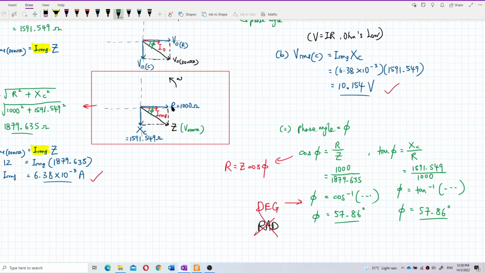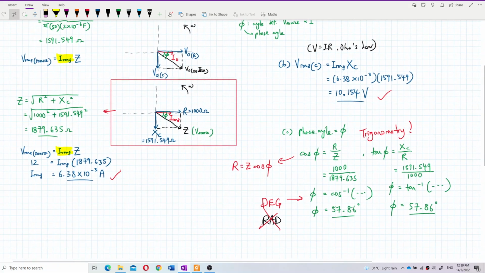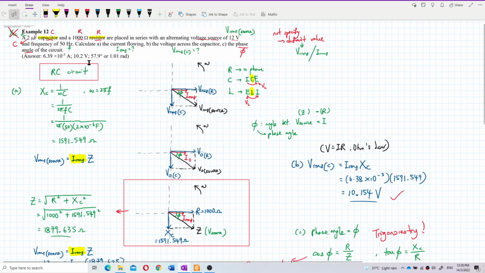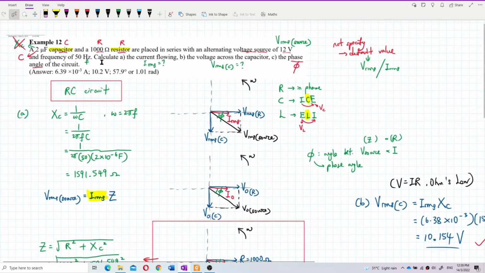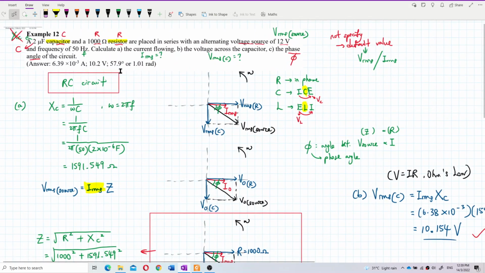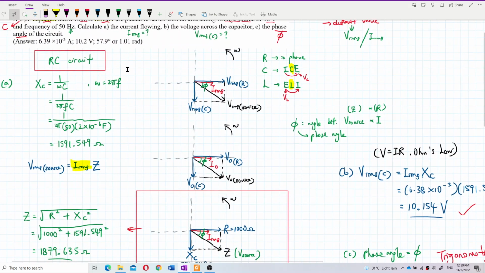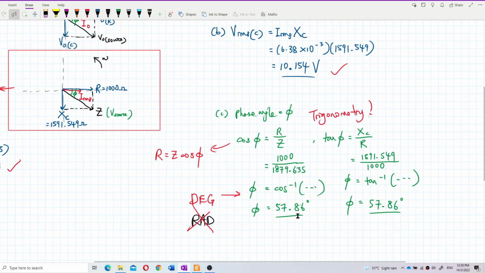So you see, I get the same answer from cos phi or tangent phi. It's all simple trigonometry method. Is the answer correct? Yes, it is. It is 57.9 degree, 57.86. Almost there.